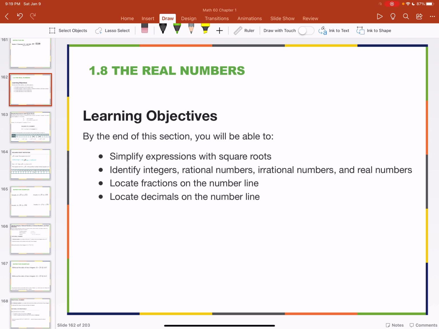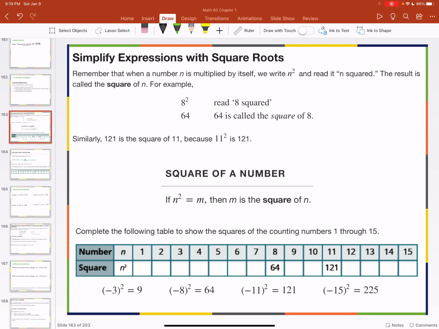Hello, and welcome to section 1.8, which deals with the real numbers. At the end of this section, we are going to be able to simplify square roots, expressions with square roots, identify the difference between integers, rational, irrational, and real numbers, and locate fractions and decimals on the number line. So let's go ahead and get started.